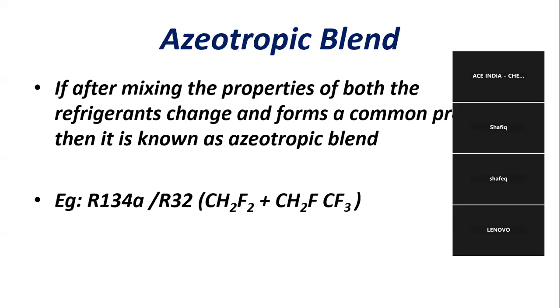Okay, so azeotropic refrigerants are blends made up of two or more refrigerants, and they have the same equilibrium vapor and liquid phase compositions. Okay, that means at a certain temperature, the entire mixture will act as a liquid. At another certain temperature, it will act as a vapor. So that's how these azeotropic blends will work. Okay.